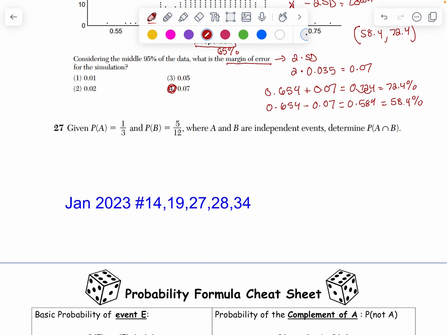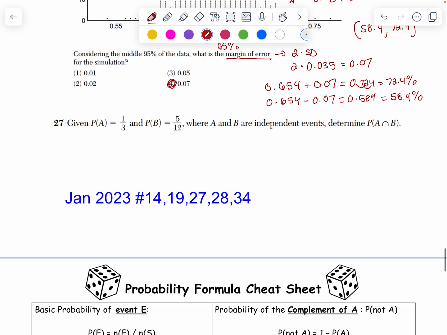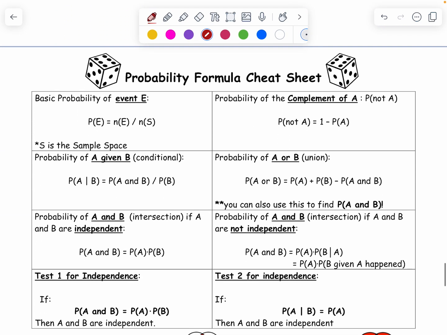Now, anytime we see P of A, P of B, P of A and B, we need to know about probability. I have posted onto Blackboard a probability formula sheet that gives you an idea of some of the things that we need for our regions. So you have up there just the basic probability of an event, the complement of an event, so basically that an event is not happening. Probability of A given B, which is our conditional probability, is basically saying the probability that A happens given that B has already occurred.